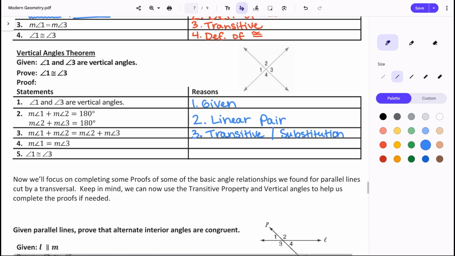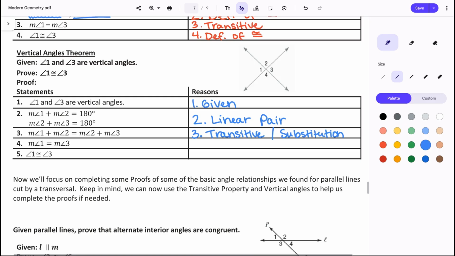Then what did they do? How'd they go from 3 to 4? They got rid of the 2. How do we just get rid of it? Skip it. How though? Transitive could happen again. Is there an operation we could have done to get rid of 2? You could have subtracted it from both sides. There is an equal sign in between them.